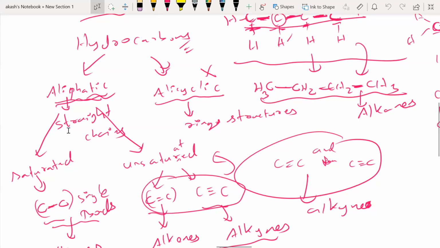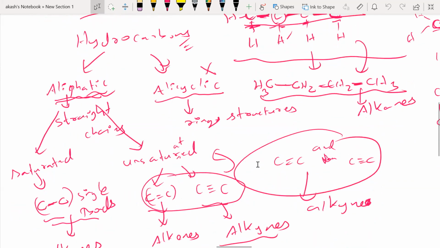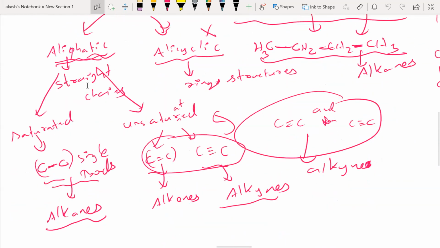Aliphatic hydrocarbons are straight chain compounds, right? Say whatever you saw, for example, this one is actually going to be an example for a straight chain compound, right? Okay, and alicyclic hydrocarbons are going to be ring structures that it is not going to be in our syllabus for now, right? So don't worry about it. Okay, so this aliphatic straight chain compounds can be again classified into 2 types. One are what are called as saturated, the other one is what is called as unsaturated, right?